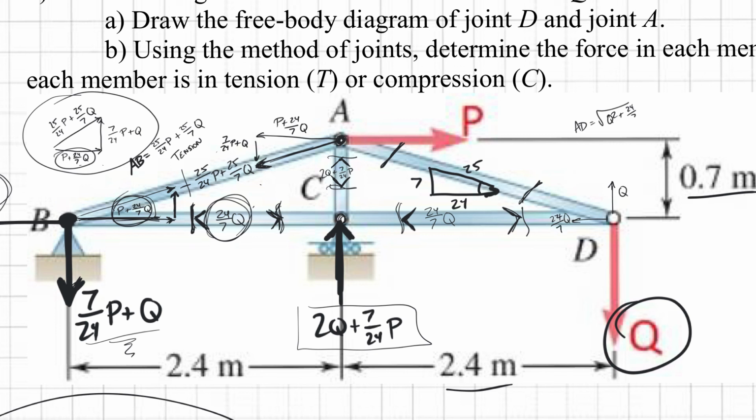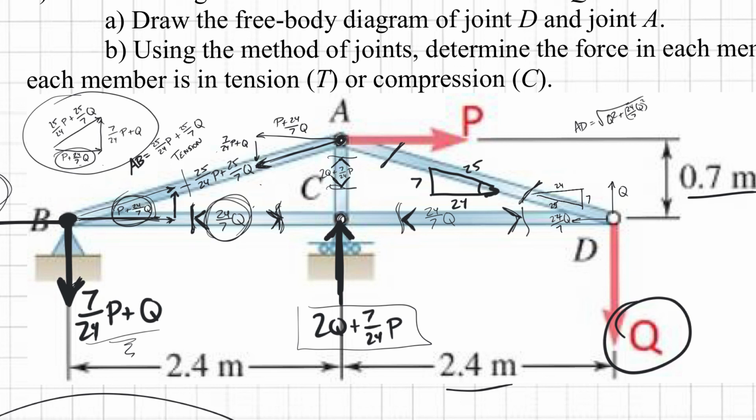Okay, Q squared. I could do that if I wanted to. But that seems kind of annoying, so I'm not going to do it that way. What I'm going to do is recognize that this is a triangle, right? So this is 7, this is 24, 25, and this is 24.